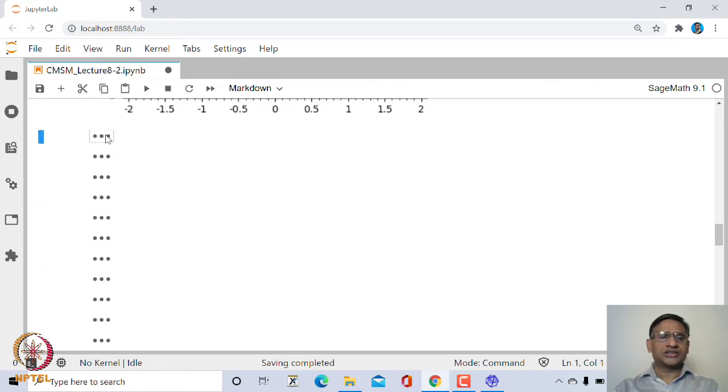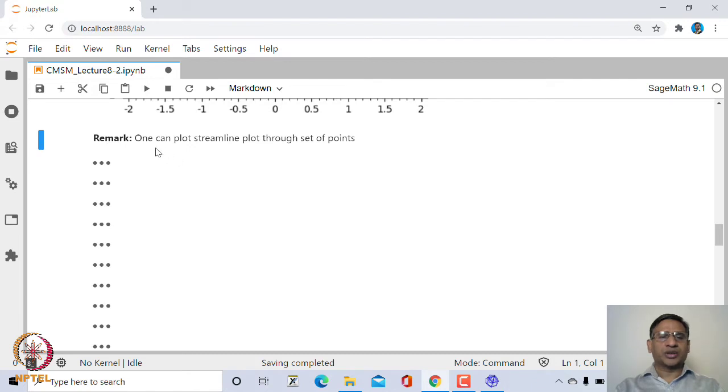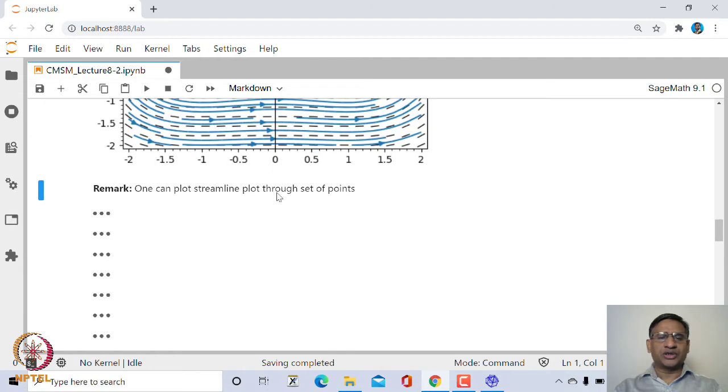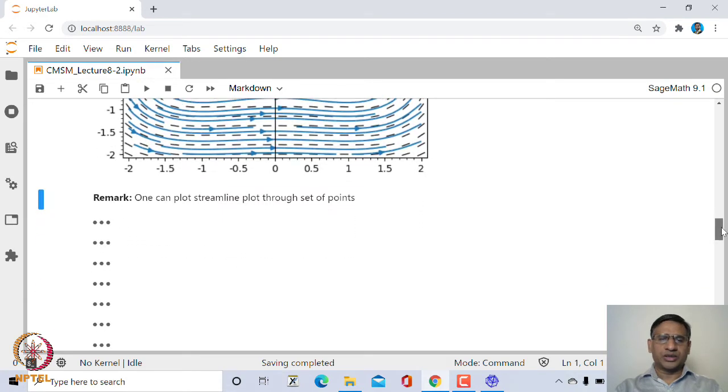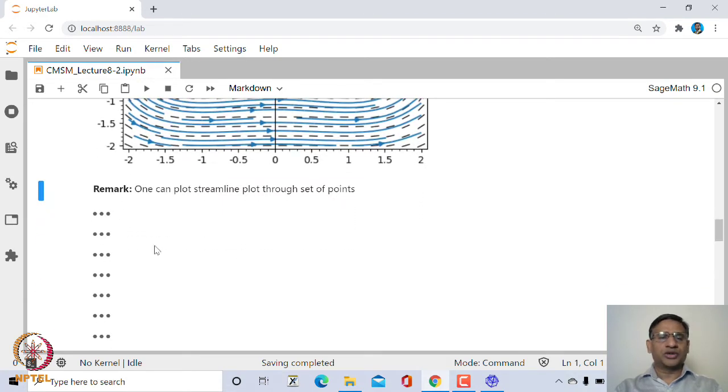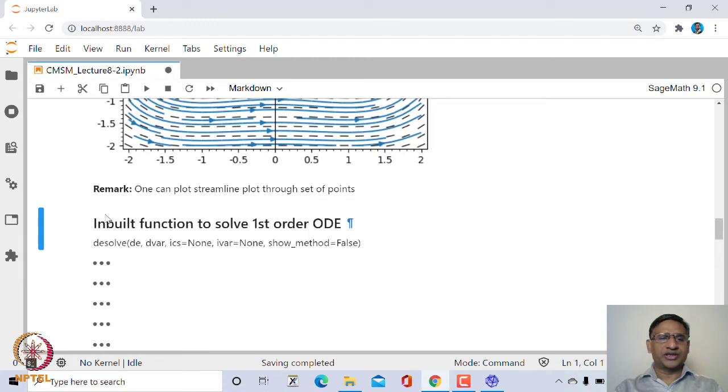Right. Now let us look at this. You can also plot the streamline plot through a set of points. If we wanted to plot only one solution curve, let us say through 0 comma minus 1, let us say this curve, we can simply mention an option called start_points, and then you will see the option. You can look at the help on streamline_plot, which will tell you how to use the set of points from which you want to plot the solution curve or this integral curve.